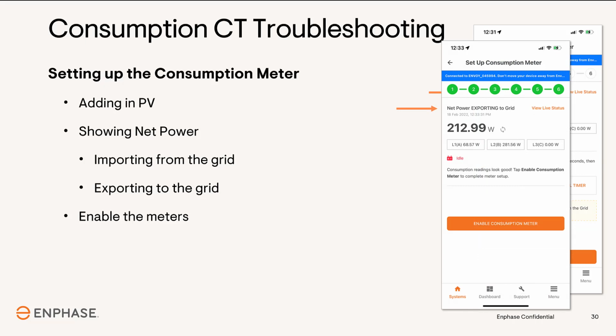If the PV produces more than the home is consuming, the wattage will drop to 0 and the text will change from net power importing from the grid to net power exporting to grid. Once everything looks correct, enable the consumption meters. The CTs are now working correctly.